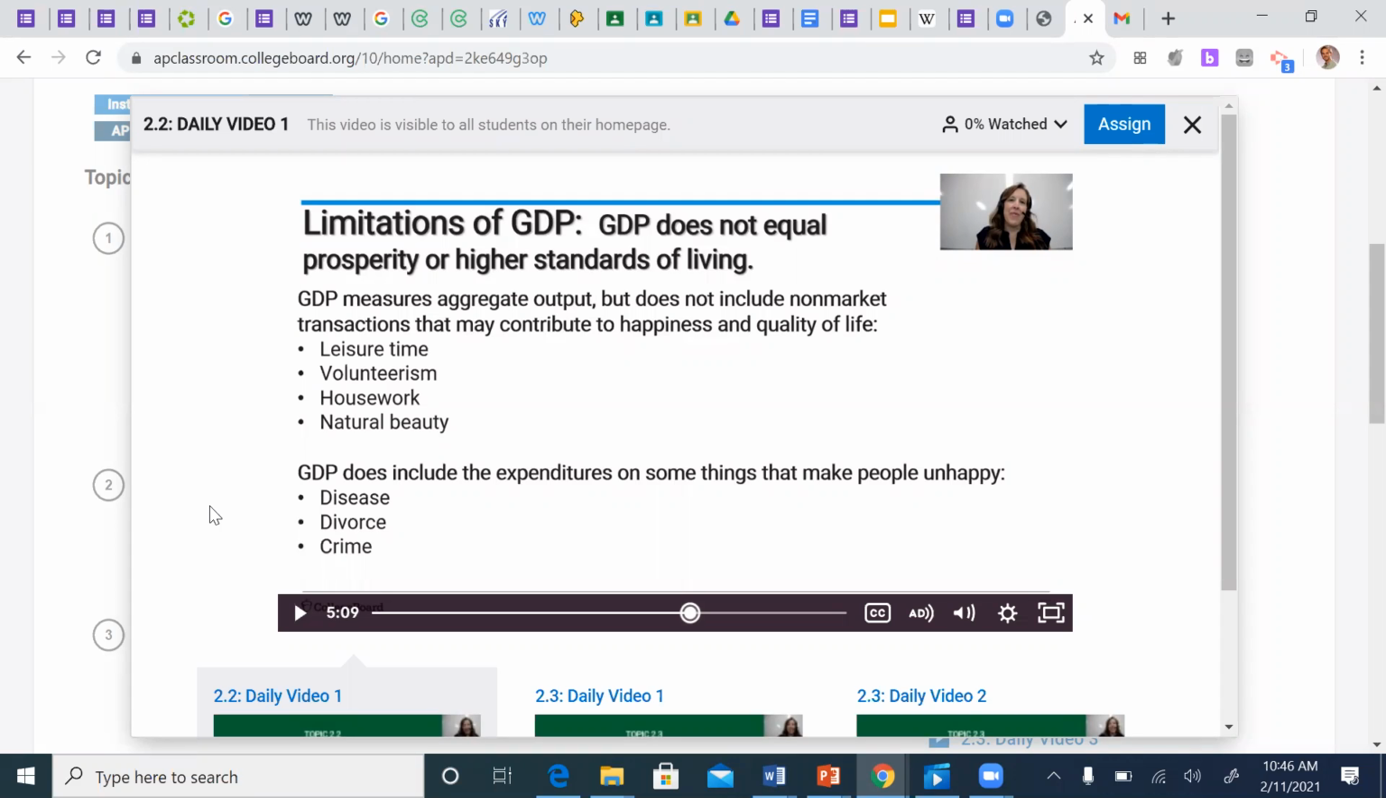So if there's a high rate of divorce in a country, but there's a really solid GDP, you could have a really good GDP, but people are not necessarily having a great time. They don't have great well-being.